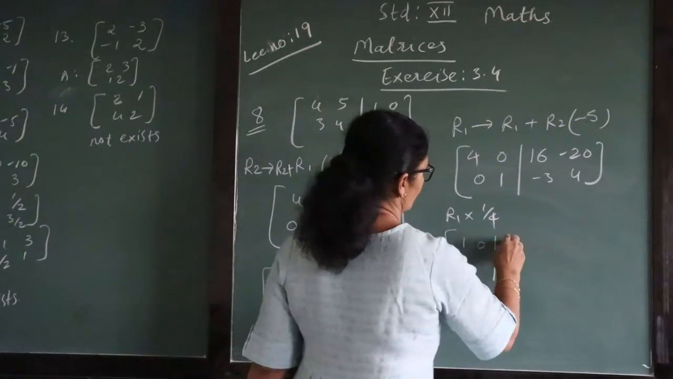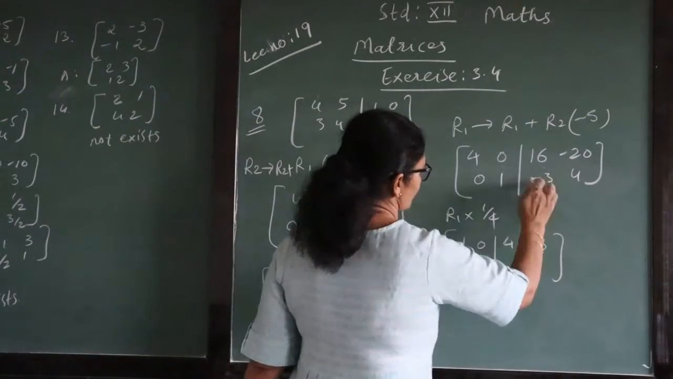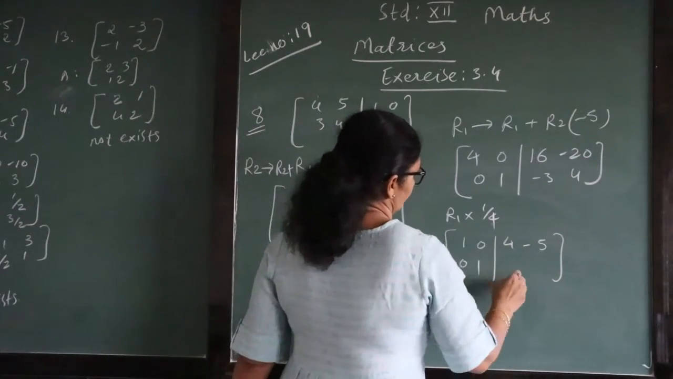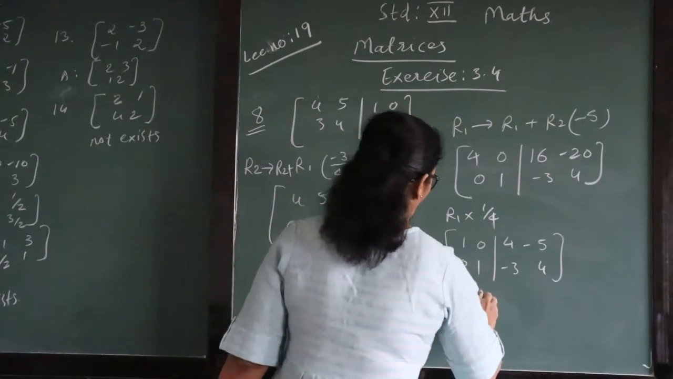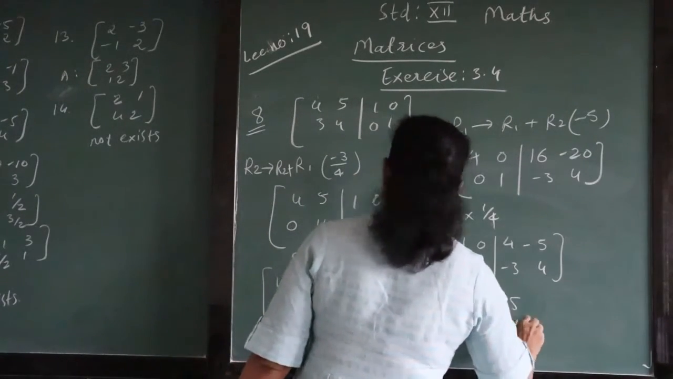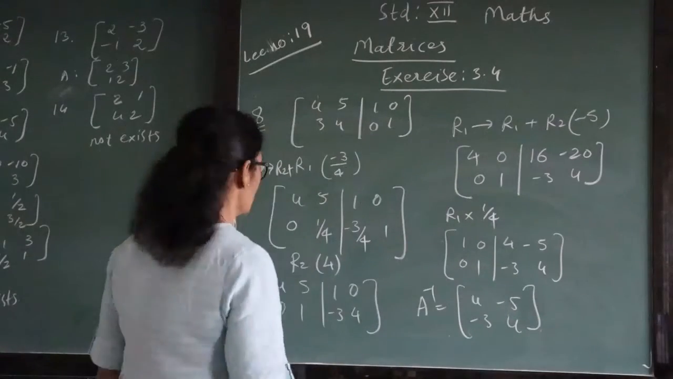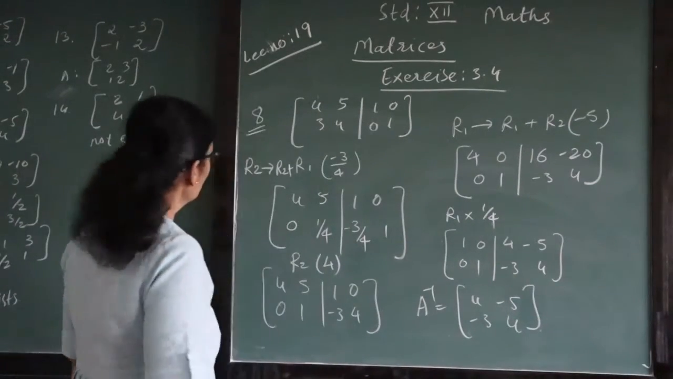So you get 1 0 4 minus 5, 16 divided by 4 and 20, minus 3 and 4. So what you get as an inverse? 4 minus 5 minus 3 and 4. This is your answer for your 8th question.